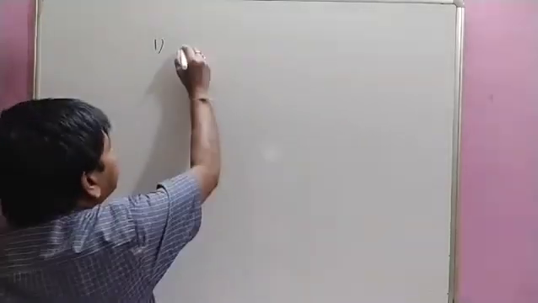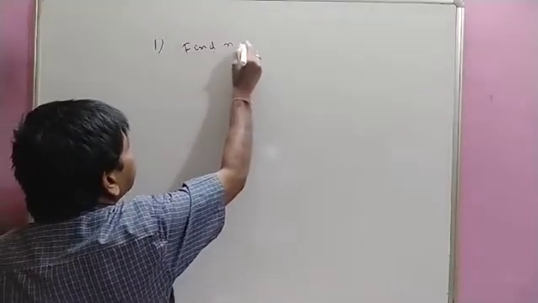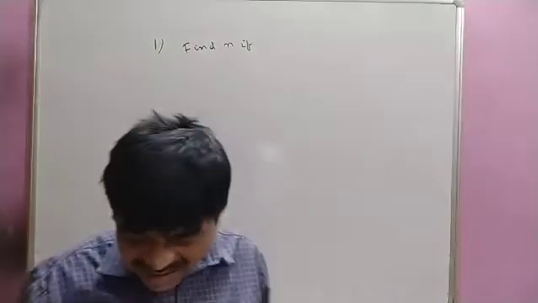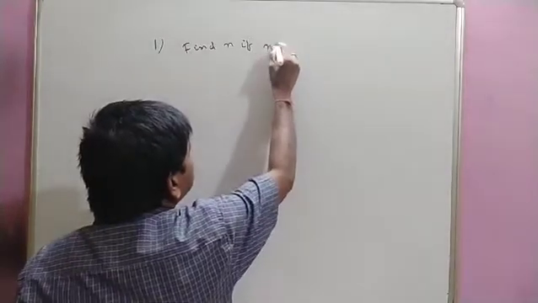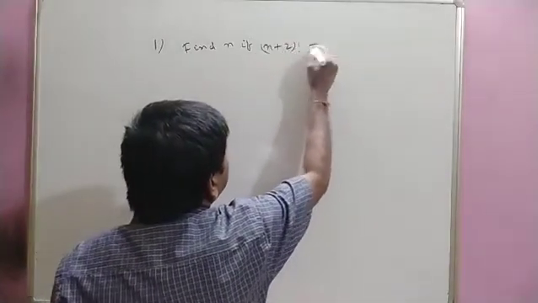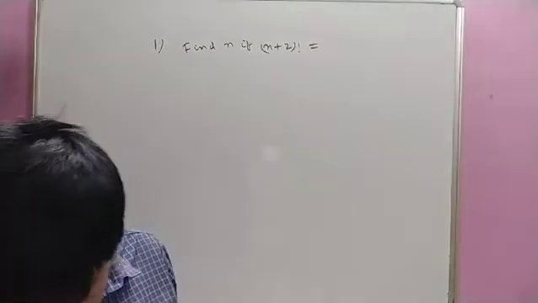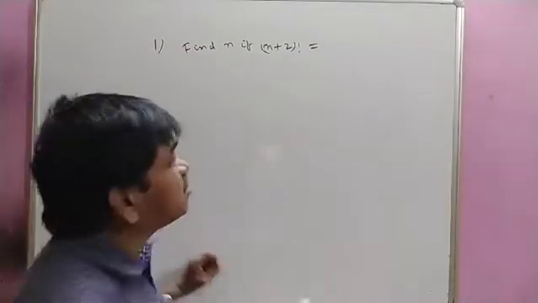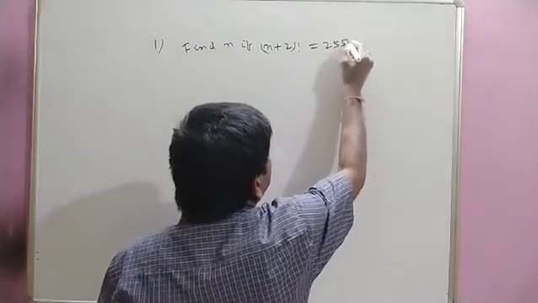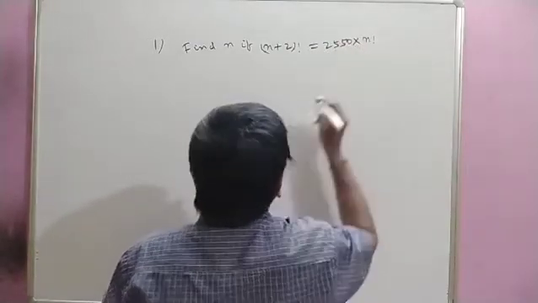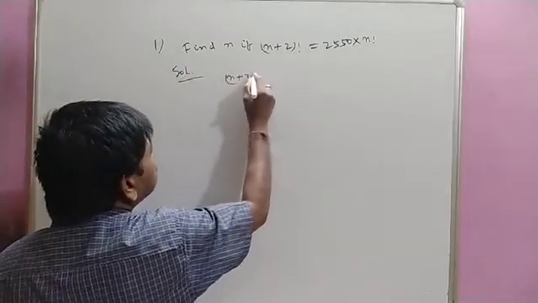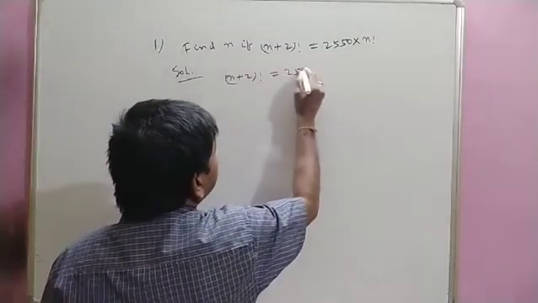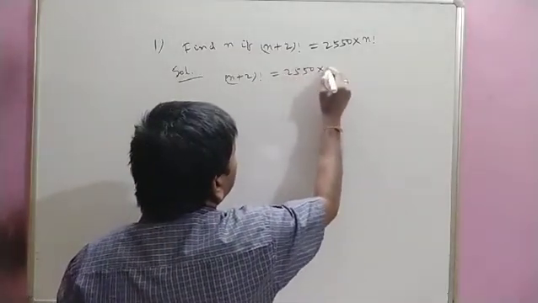So let us write the question. Find n if (n plus 2) factorial is equal to 2550 into n factorial. Okay, so let us write the solution for this. You see, (n plus 2) factorial is equal to 2550 into n factorial.